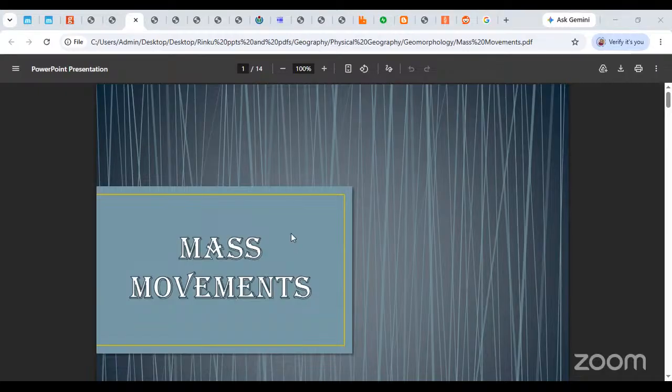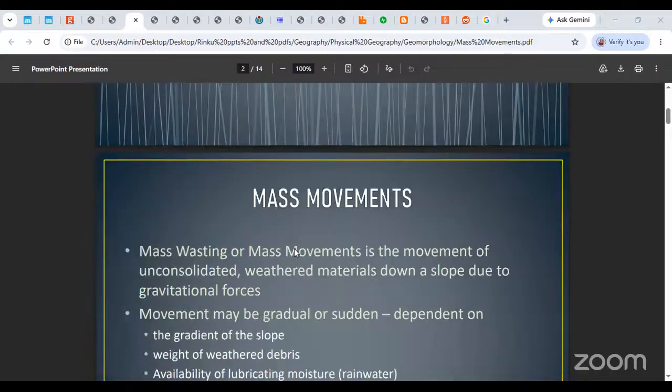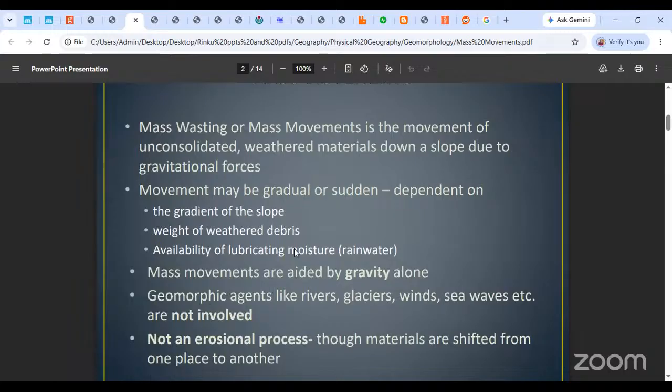Here we are. So back to this, we are saying that mass movements is simply the downslope movement of accumulated material. Material that is accumulated on the top of the slope comes down. Now that can come down quickly or in a slow fashion, but it will come down. That is what we are talking about when we say mass movements. So mass wasting or mass movements is the movement of unconsolidated material. We are not talking of proper, huge boulders attached to the ground; we are talking of things which are not attached to the ground or to the original rock. Unconsolidated weathered materials come down the slope, and the very basic reason why they come down is gravity.